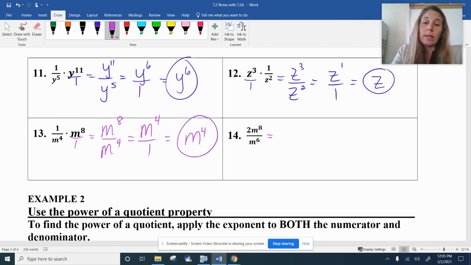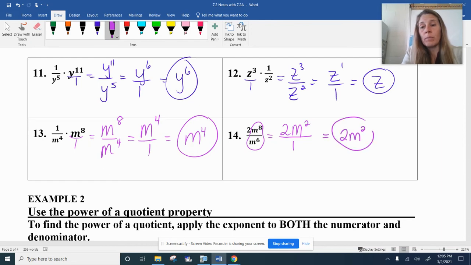Okay, now 14, you're going to subtract the exponents for these two because they're both m's. So 8 minus 6 is m squared. And that 2 is just going to stay where it was. You're not going to do anything with that 2. So we have 2m squared over 1. So, of course, you can just leave that as 2m squared.